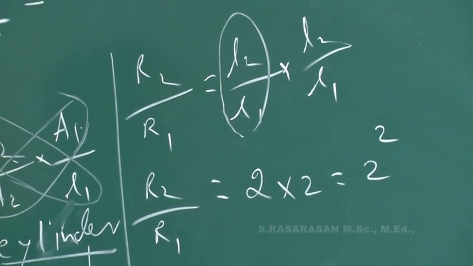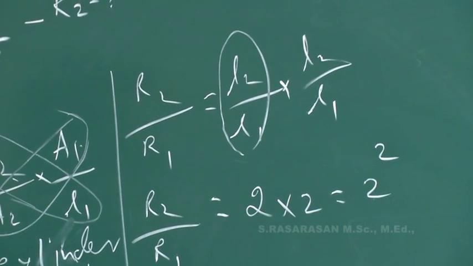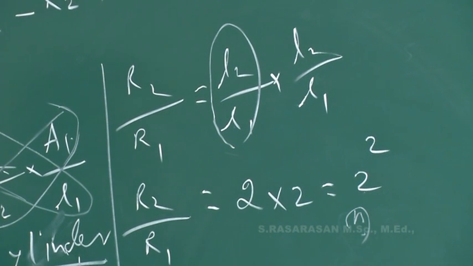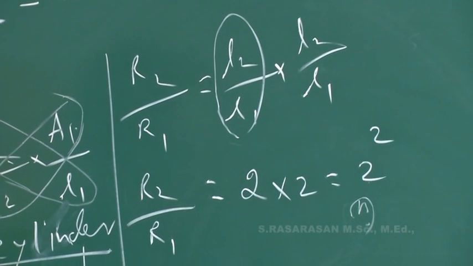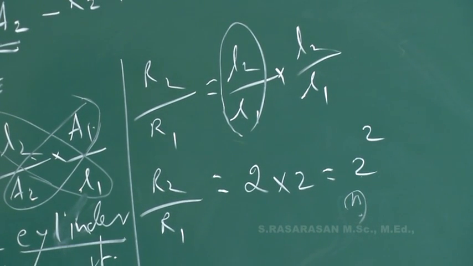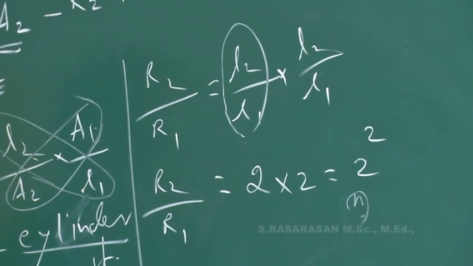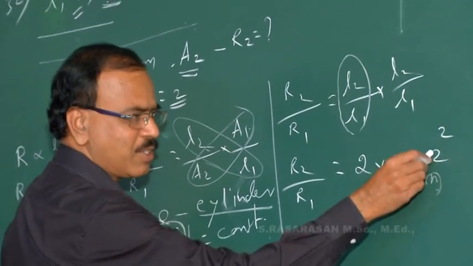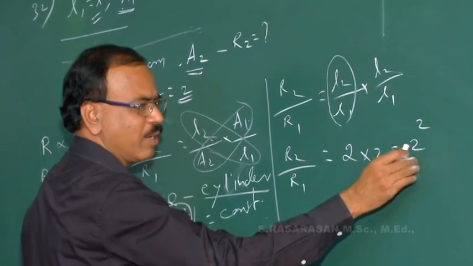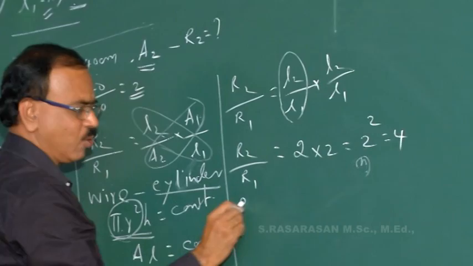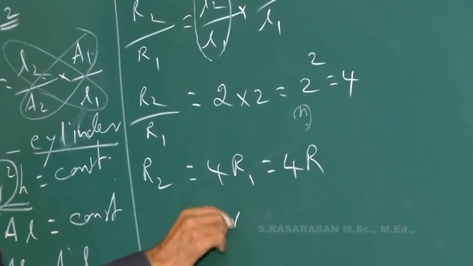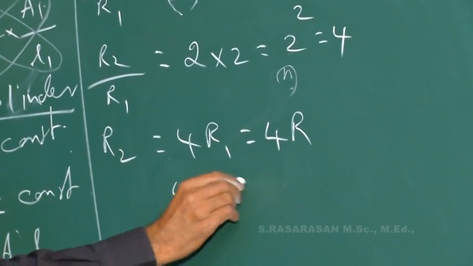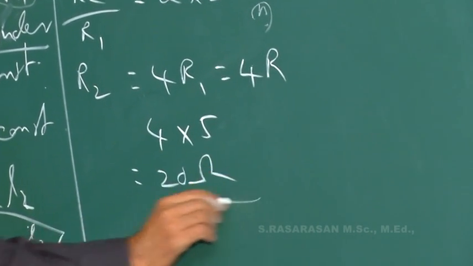If they change the number, you can simply give n square. If it is stretched n times, then n square. Now if the same 20 centimeter wire becomes 80 centimeters, 80 by 20 is 4 times, so 4 square, where n is 4. The problem can change, the numbers can change. The general formula is n square. Here it is 2 square, which is equal to 4. R2 is equal to 4 into R1, nothing but 4 into R. 4 into the initial resistance, which is given in the problem as 5. So 20 ohm is the answer for the problem.